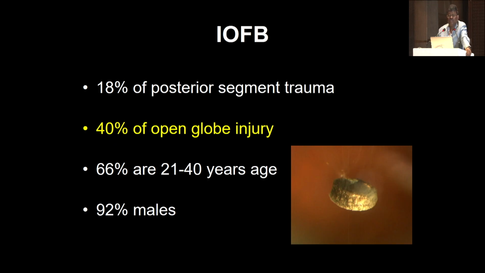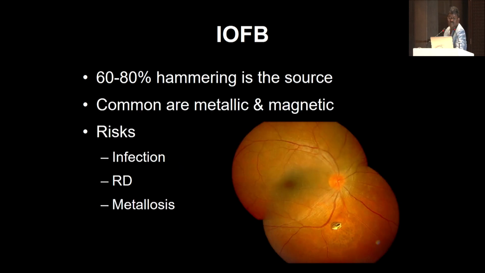thesis also. In case of intraocular foreign bodies, almost 18% of posterior segment trauma will have some form of foreign body, and 40% of open globe injuries will have some form of intraocular foreign body inside the eye. Most of them are male, and that is because of the chromosome, I think, because XY is irregular and the men are also irregular.